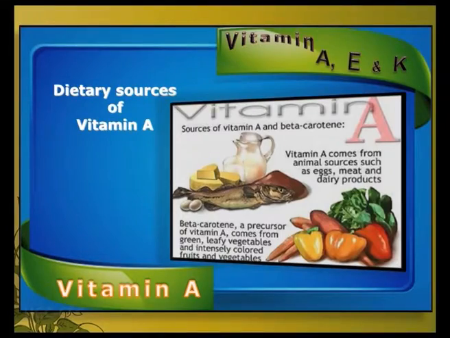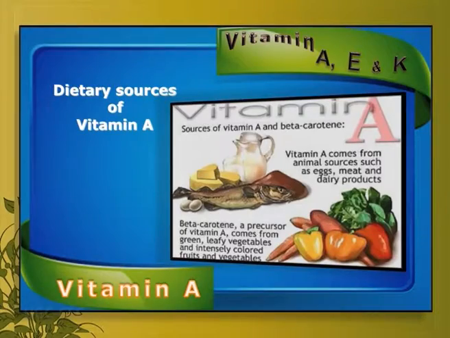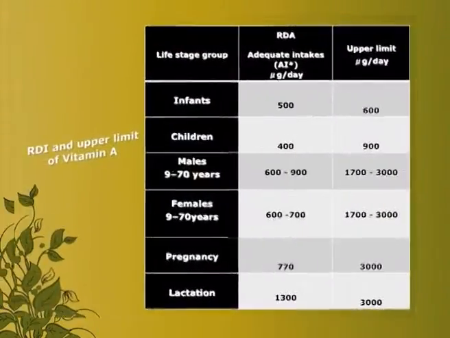Food rich in vitamin A include animal products like fish, egg, meat and dairy products, and plant products like green leafy vegetables and fruits and vegetables that are intensely colored, like bell peppers, carrots and so on. This table shows the reference intake level and the upper limit of vitamin A.